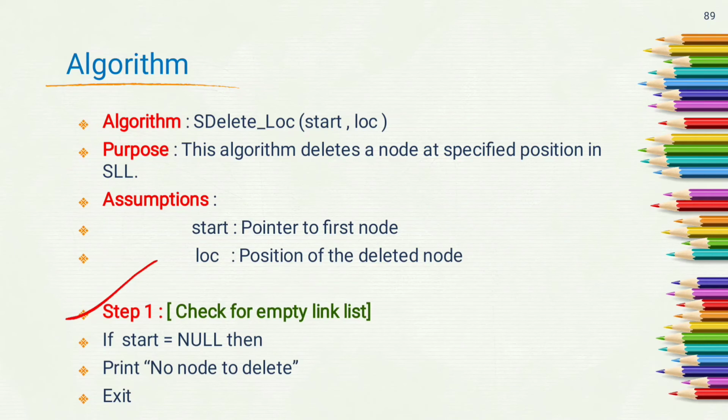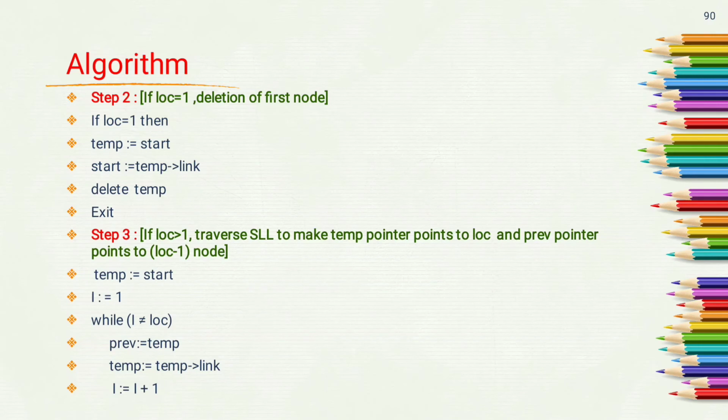In step 1 we check for an empty linked list. If start equals to null, then there is no node available in the linked list, so we print "no node to delete" and exit from the algorithm. But if the singly linked list is not empty, then we check if the value of location is 1, then we perform deletion of the first node. If location equals to 1, then first we store the address of the first node into temp and move the start pointer to the link part of the temporary node. That means we shift the start pointer to the second node of the singly linked list. Then we delete the first node of the singly linked list, which is pointed to by temp, and exit from this algorithm.